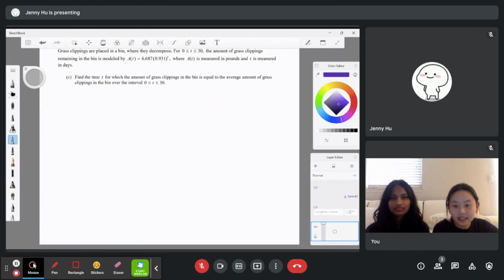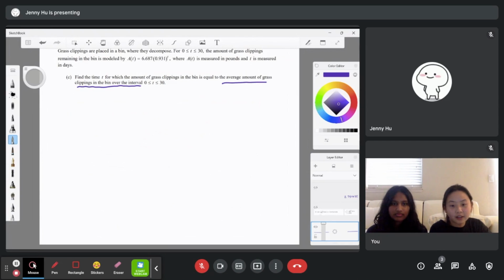Moving on to part C, it's asking for the average amount of grass clippings in the bin over the interval. What does that mean? Whenever a question asks for the average value of a function over an interval, it's simply asking for the integral of the function divided by the length of the interval. Therefore, to solve this problem, we basically take the integral of A of t and then divide the integral by 30 since the interval is 30 long.